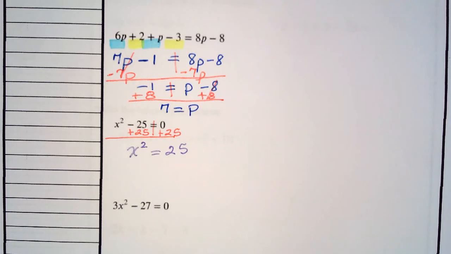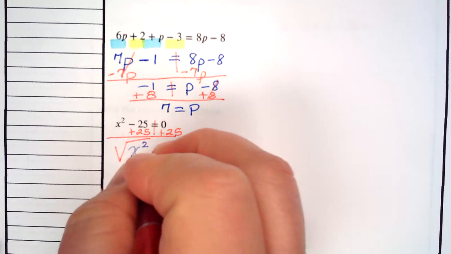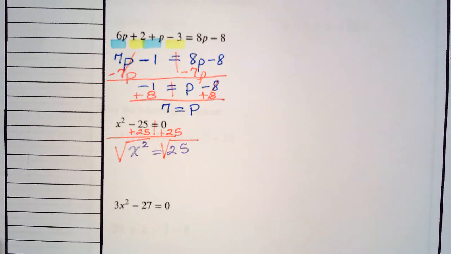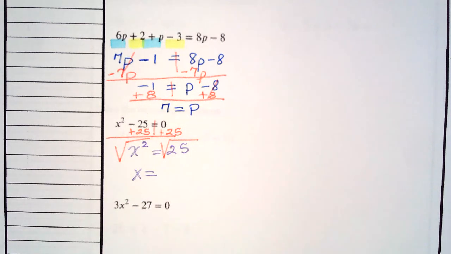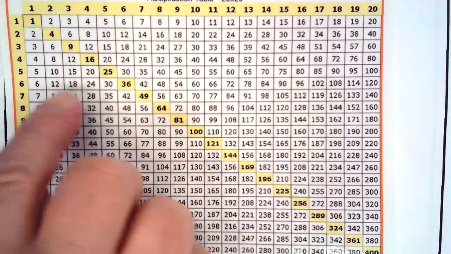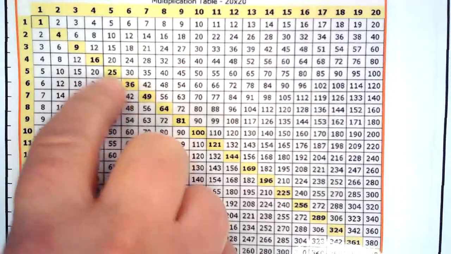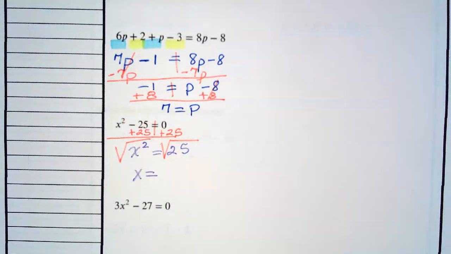What undoes squaring? Square rooting. So I will take the square root of both sides. x is equal to... Now, because when you square a number, the numbers get really big really fast, we can usually use our multiplication table. The square root of 25 would be 5. You can also use your calculator.